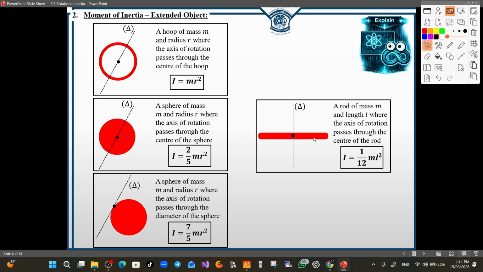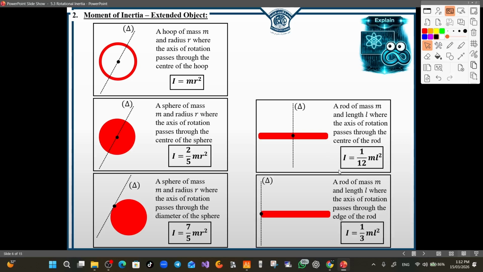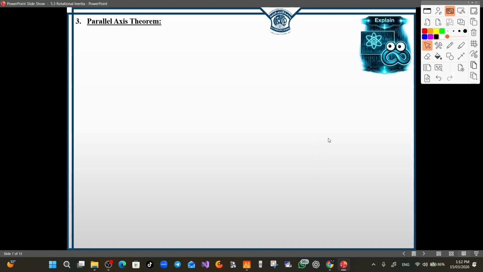Now, a rod of mass m and length L, where the axis of rotation passes through exactly the center of the rod, the moment of inertia is given by 1 over 12 m L squared, where L is the length of the rod. And if we shift the axis of rotation toward the edge of the rod, then the moment of inertia will be given as I equals 1 over 3 m L squared. Now we will see how we can transform the expression of the moment of inertia from this one to that one, and this can be done by the parallel axis theorem.